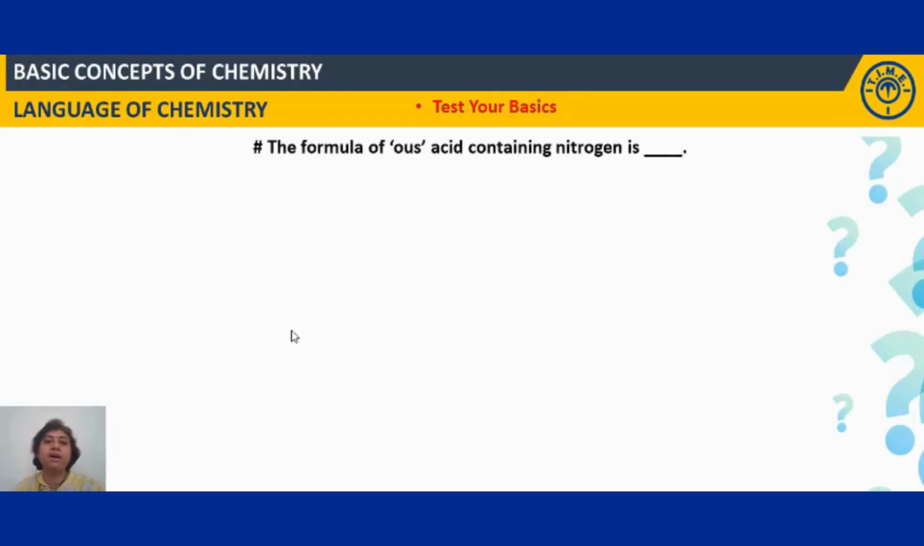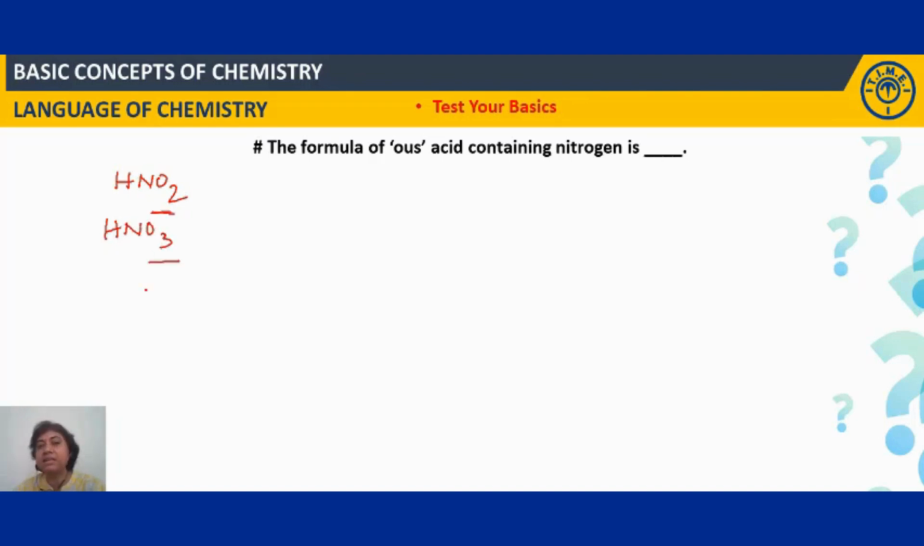The formula of ous acid containing nitrogen is... okay, first let us work out, because you know that nitrogen can form different oxyacids. Now which oxyacid we are choosing, depending on that it should be ous acid or ic acid. So formula will be based on that. So let's start from there. So what are the different oxyacids nitrogen can form? Let us write here. They are HNO2 and HNO3.